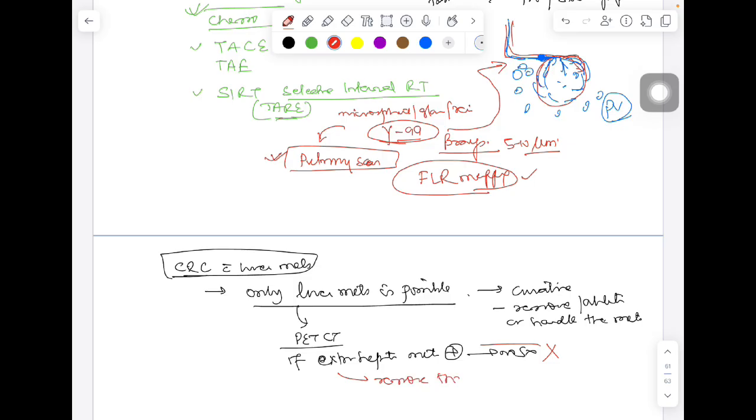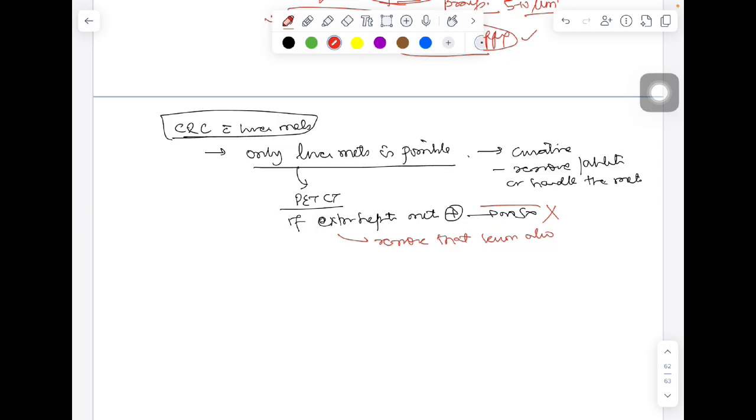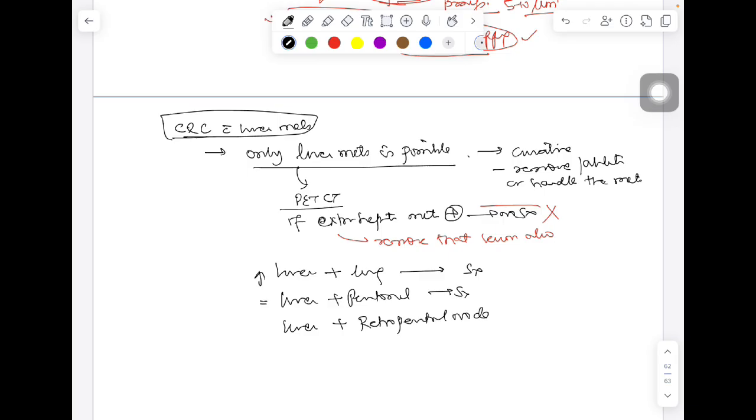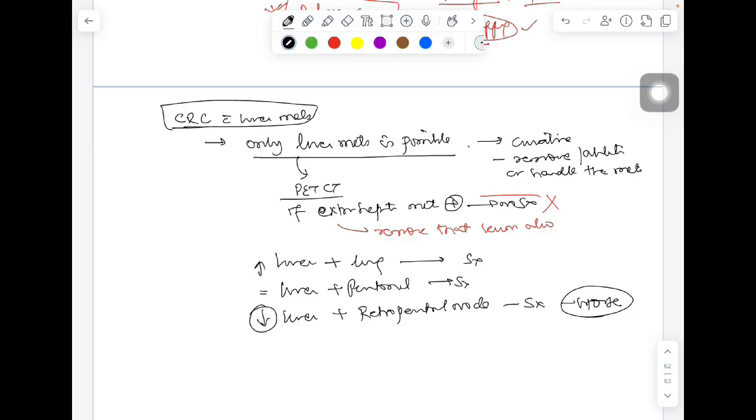Remove that lesion also. So suppose we have combinations like liver 1 or 2 lesions plus lung 1 or 2, do the surgery. It has better outcome than liver plus peritoneal when we do surgery. So this is better than liver plus retroperitoneal node. We can do surgery but it has the worse outcome. Okay, so that's about the peculiar thing about CRC.